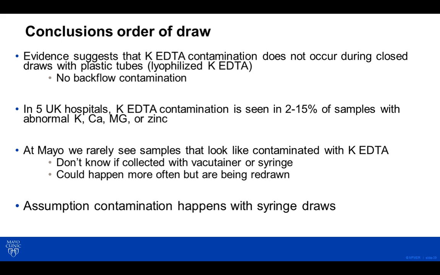We do see, rarely, samples that have very high potassium that are repeated with normal potassium within an hour or 2 later, and we measure the calcium or magnesium and zinc and it's very low. We assume that this was contamination with potassium EDTA from order of draw, but it isn't clear why it happens with syringe draws and doesn't appear to happen with vacuum draws.